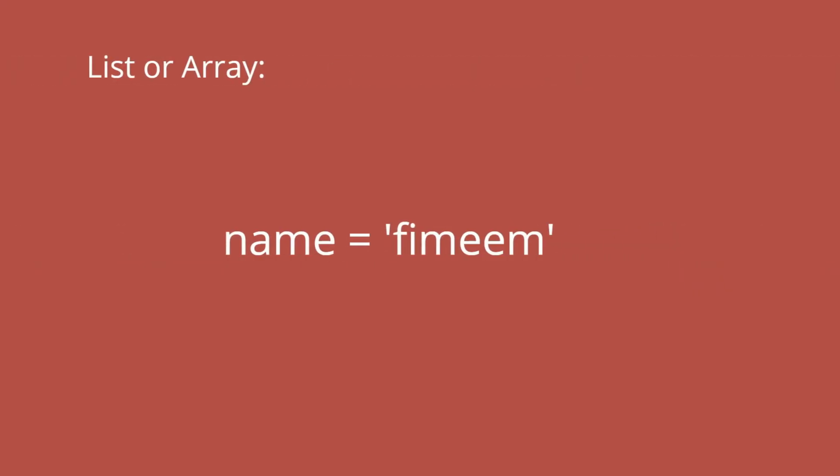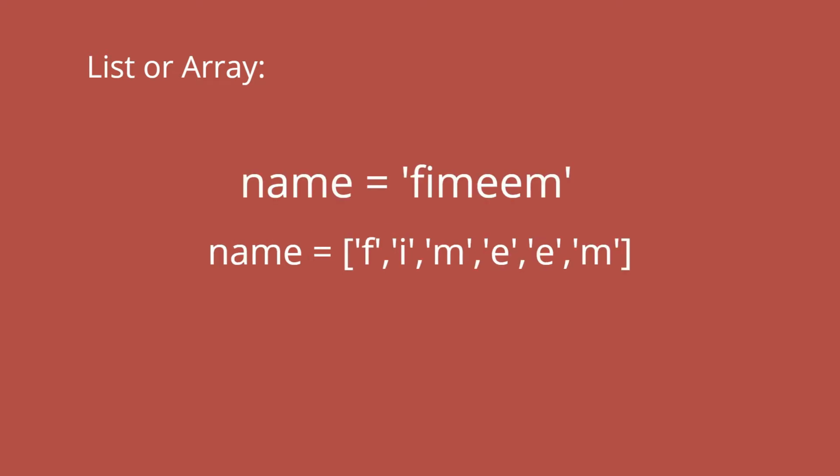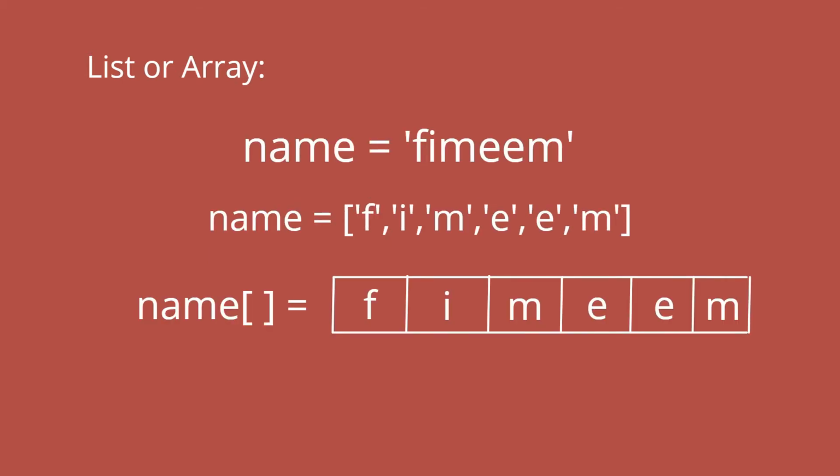In Python, both list and arrays are used to store data. So here name is a variable and "FINEEM" is a string. If I want to create a list or array, I have to write it like this. Name equal with third bracket and FINEEM. We can write this in another way like this.